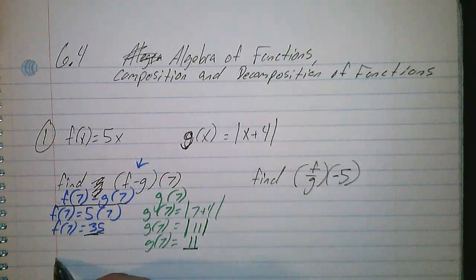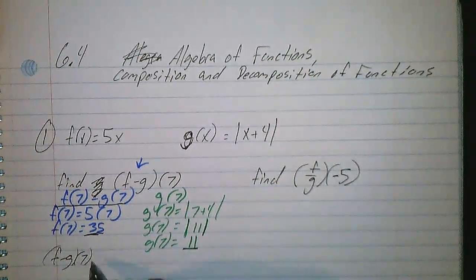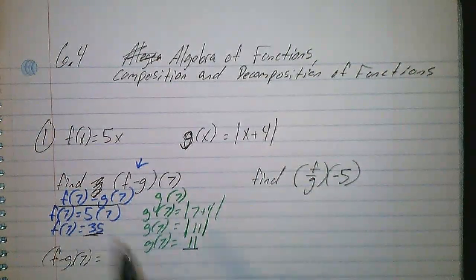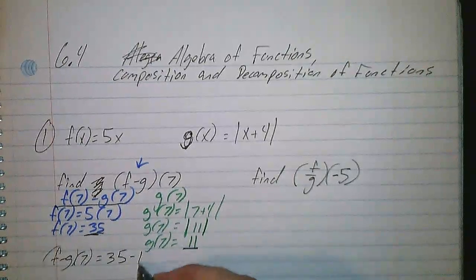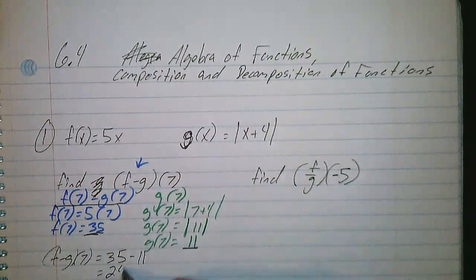So f minus g of 7 is equal to f of 7 minus g of 7. F of 7 is 35, g of 7 is 11. And so we get 24.